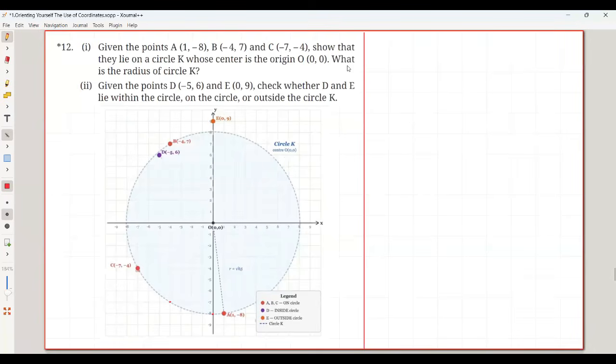Now they ask us, what is the radius of K? We have to find it out. While drawing the circle, by seeing this diagram, we cannot say the radius is exactly 6. Here 8 is coming, not exactly on the circle. This is only 8.